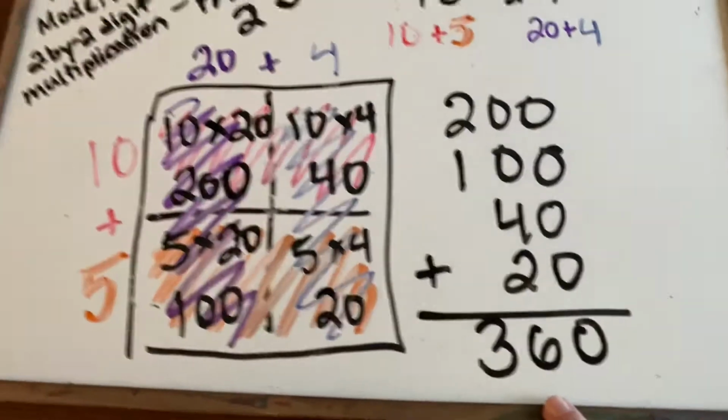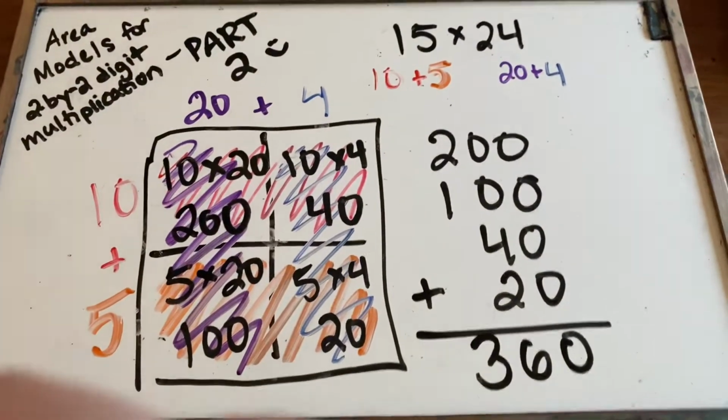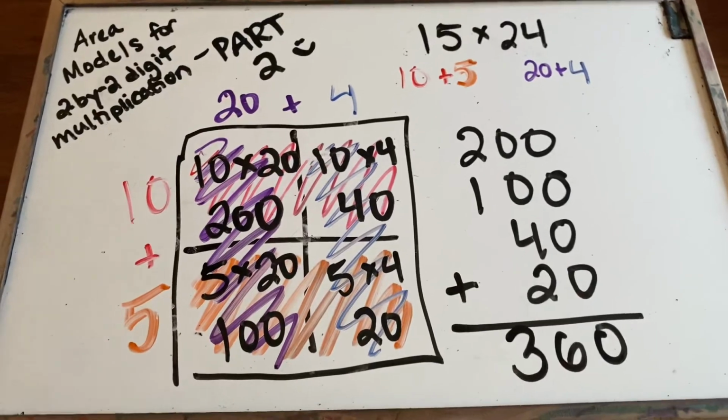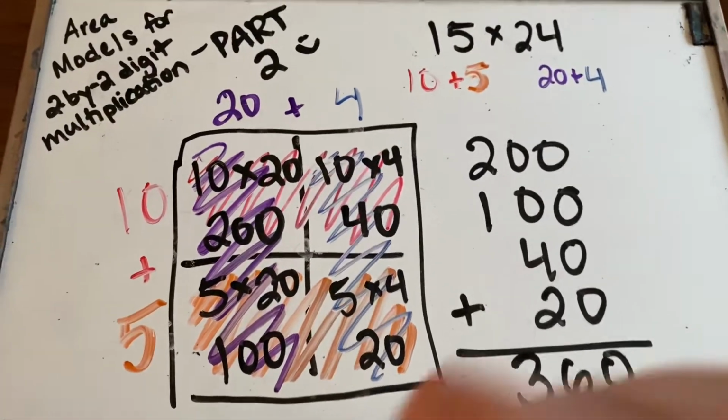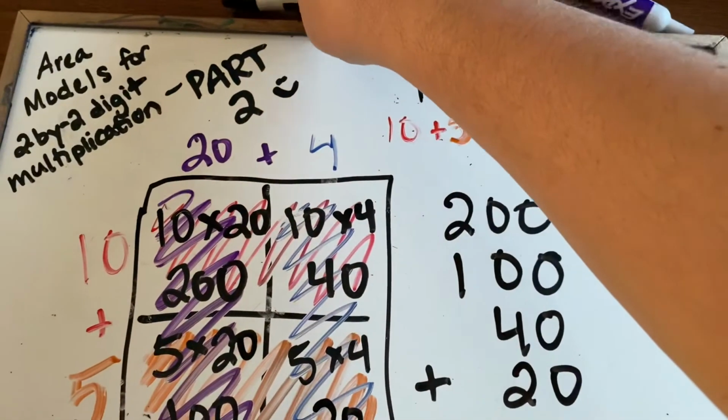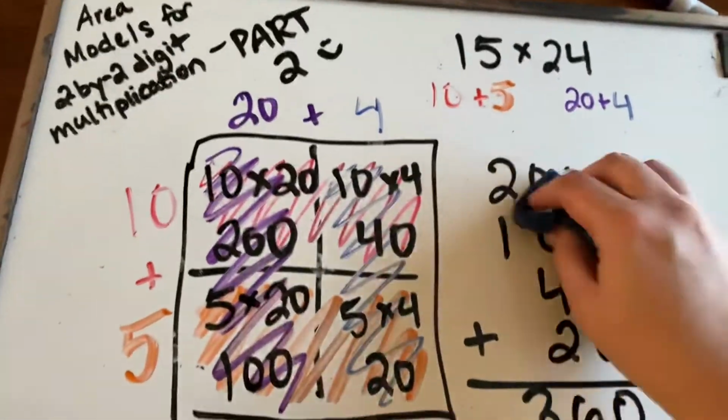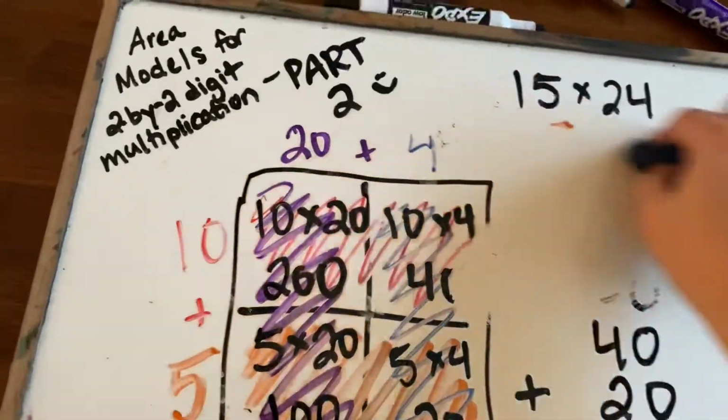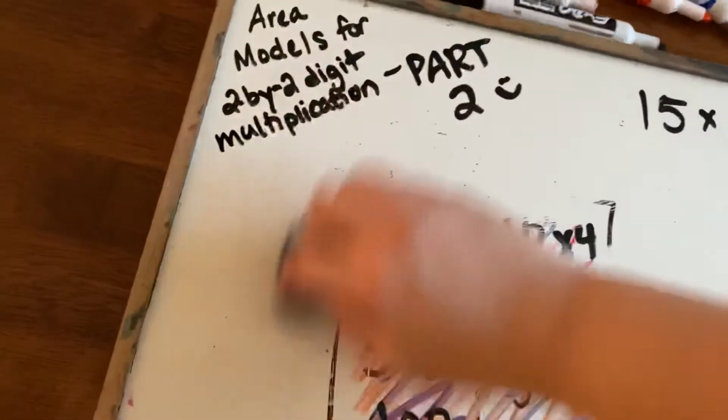So 360 is our answer. Now, you don't have to color every single time you do one of these unless it's a helpful tool for you. You can just go straight to the multiplying part if you want to. So I'm going to show you an example of that. I'm going to stop using the colors.